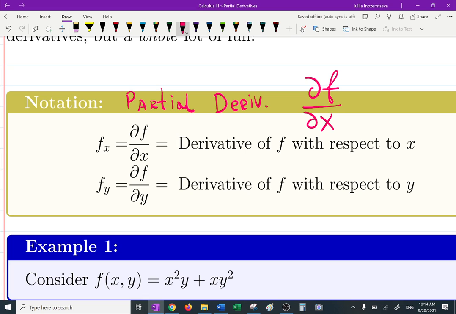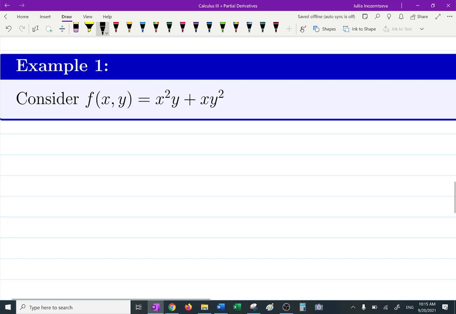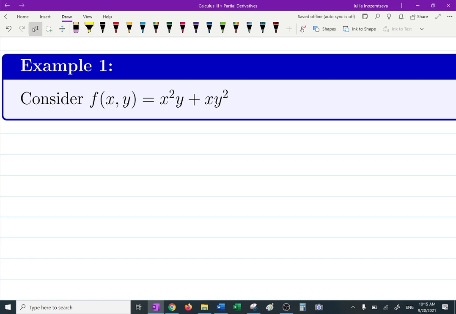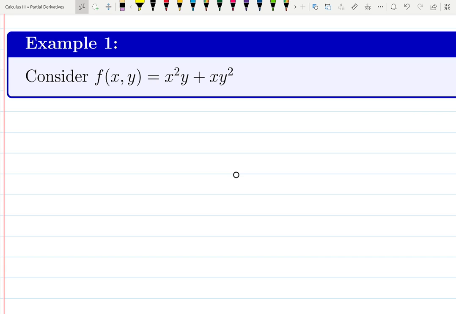If I'm differentiating with respect to x, I'm going to put x here. With respect to y, I'm going to put y here. With respect to z, I'm going to put z, and m and t. So 5 dimensions, so 5 partial derivatives. Let's practice. Consider the function x squared times y plus x times y squared. Let's find partial derivatives. For now, I just taught you 2, and we're going to have like 8 or 10.